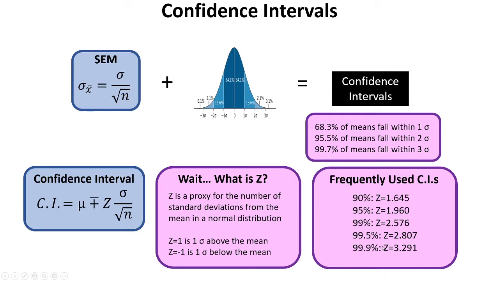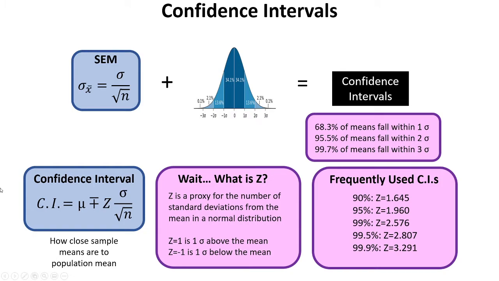And so that gives us these useful things for generating confidence intervals, right? So the confidence interval here would be the population mean, plus or minus z times the population standard deviation divided by the square root of n, right? So z is a proxy for the number of standard deviations from the mean in a normal distribution. So z of 1 is 1 standard deviation above, z of negative 1, 1 standard deviation below.